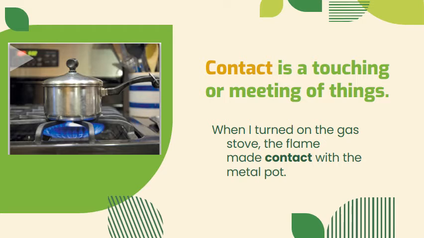Example: when I turned on the gas stove, the flame made contact with the metal pot. So if you notice in the picture that the flames are touching the pot, okay, so there is contact between the pot and the flames.